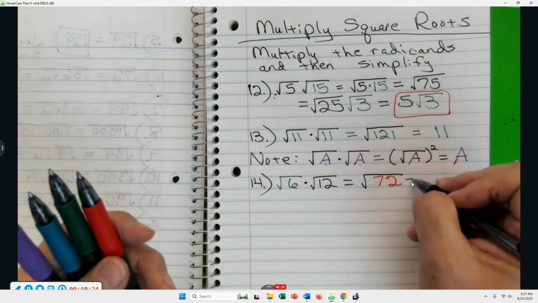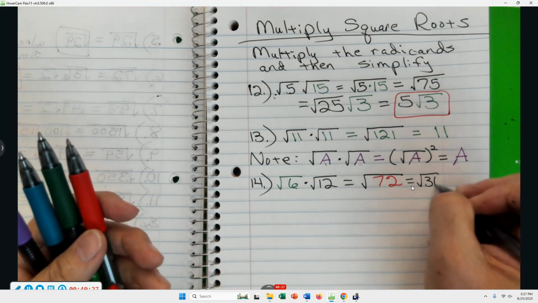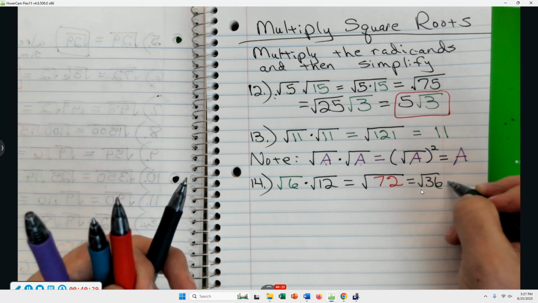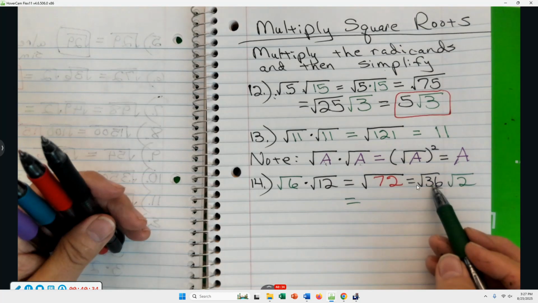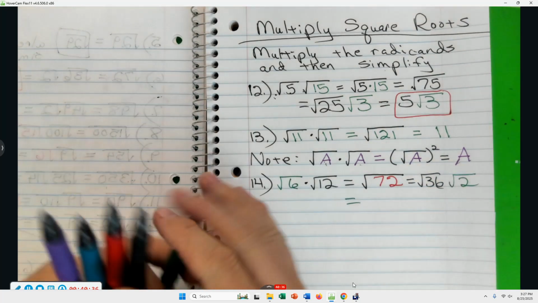Okay, so we say that's the square root of 36 times the square root of 2, which gives me a final answer of 6 square roots of 2.